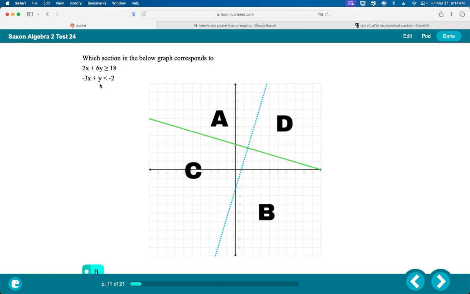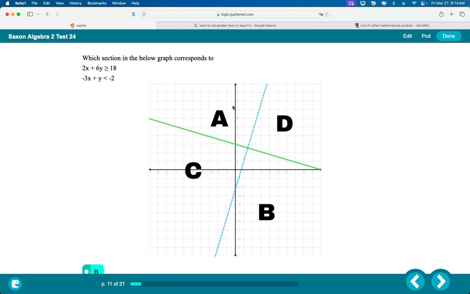Now this one would be y is less than. So if y is less than, and there's no equal sign, it's a dotted line. So this is a dotted line, so it does not include the values on the line. It includes the values that are less than y. So if you look where it splits the y-axis, these are getting greater, these are getting smaller, or less than. So it's all of the values on this side of the line. So that would be B and D.